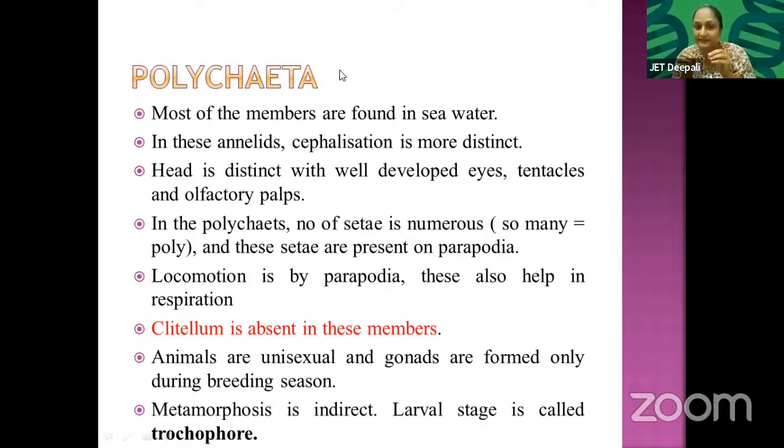In polychaetes, the number of setae is numerous, meaning they have so many setae, and these setae are present on parapodia, the legs. Setae are used for attaching to a substrate, or to a fellow organism for copulation. They use setae for attachment, to stick to some surface. Locomotion is by parapodia, the legs of polychaetes. These also help in respiration.